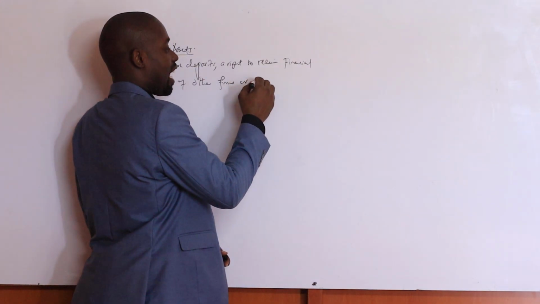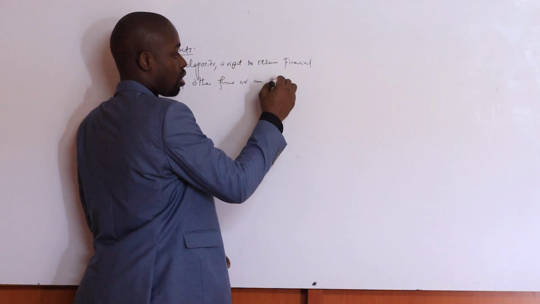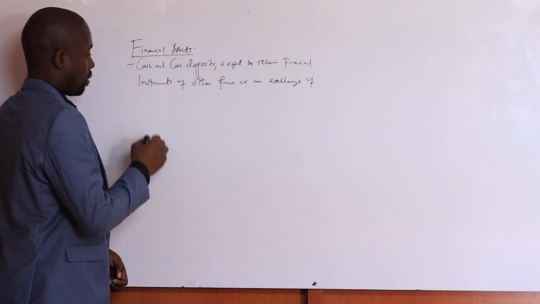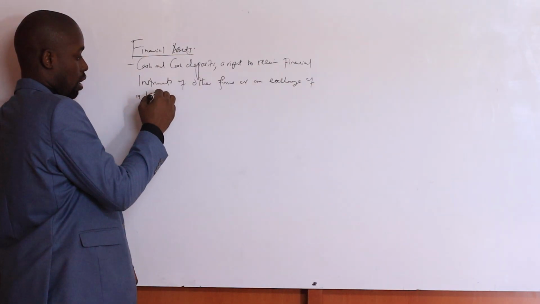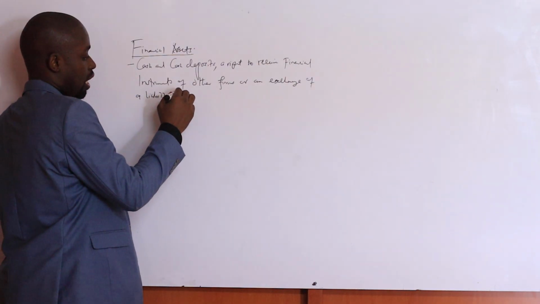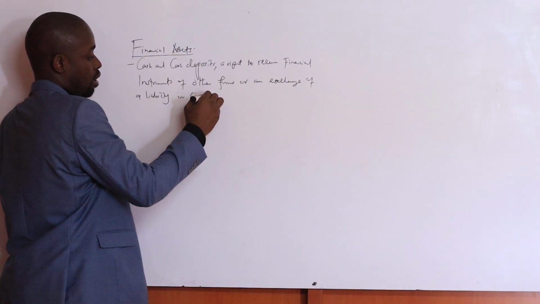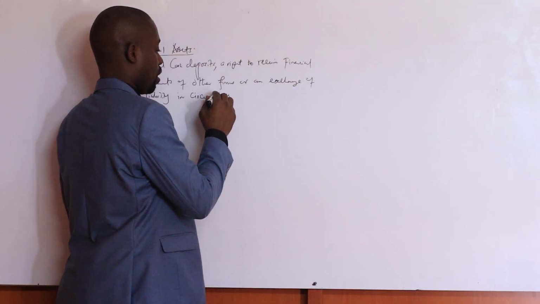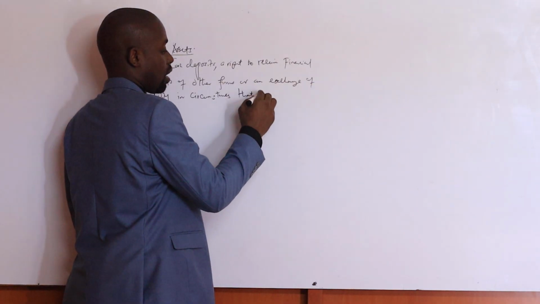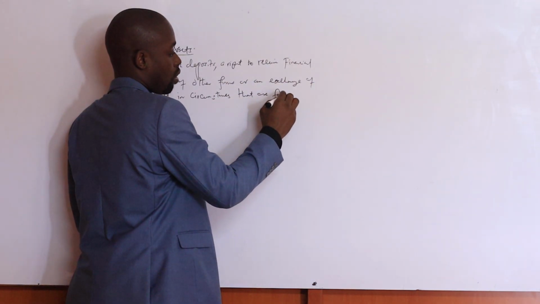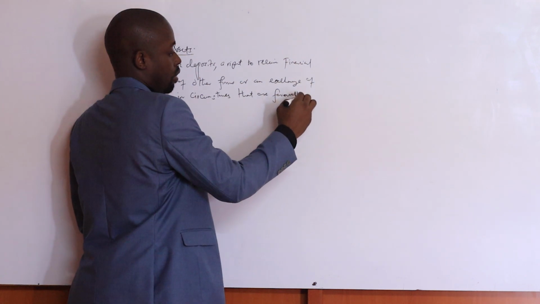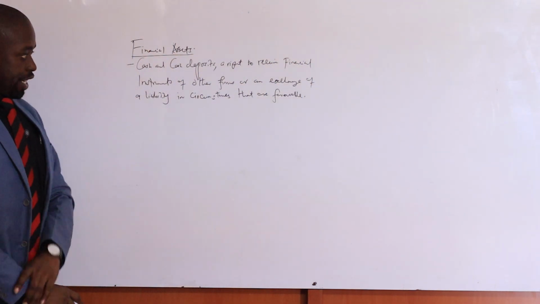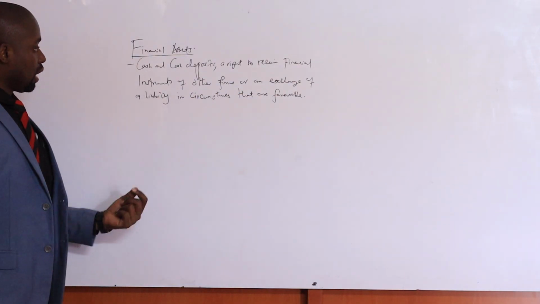Or what? An exchange of a liability in circumstances that are favorable, then we say that's also a financial asset. What do I mean by this last part?